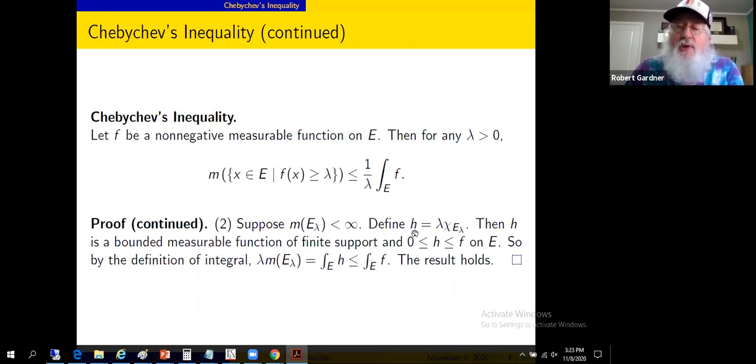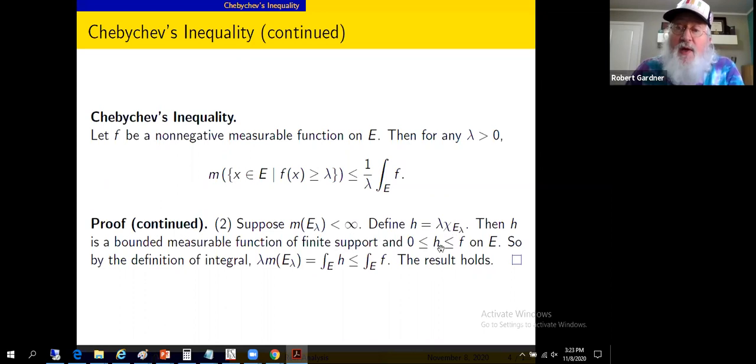Define h to be lambda times the characteristic function on E sub lambda. All right, that's a bounded measurable function of finite support. It's a function that only takes on two values, 0 and lambda, so it's certainly bounded. It has finite support: the only place it's non-zero is on E sub lambda, and E sub lambda has finite measure, so we're in business there.